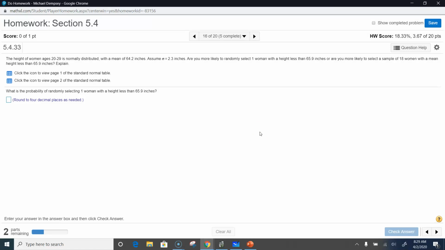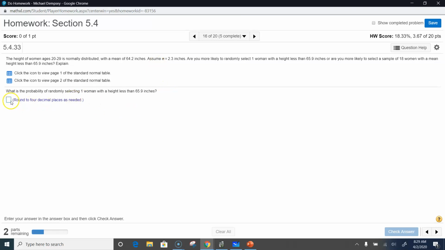Okay, so this question is just simply conceptual. Well, they do ask us the probability, but this is a central limit theorem question, right? What's more likely, to get one woman with a height less than 65.9 or to get a sample of 18 women so that their average height is less than 65.9? So the mean of the sampling distribution is 64.2, okay? Since 65.9 lives up above 64.2, when we take 18 women at a time, their average heights are going to tend to be closer to the 65.9.